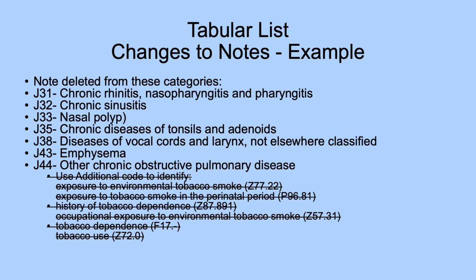So I think the biggest change is that the notes under these categories have been deleted. The note said, use additional code to identify exposure to environmental tobacco smoke, exposure to tobacco smoke in the perinatal period, history of tobacco dependence, occupational exposure. These used to be under all of these codes in J31, J32, J33, J35, J38, J43, and J44, so codes in the respiratory system. So this note was deleted.